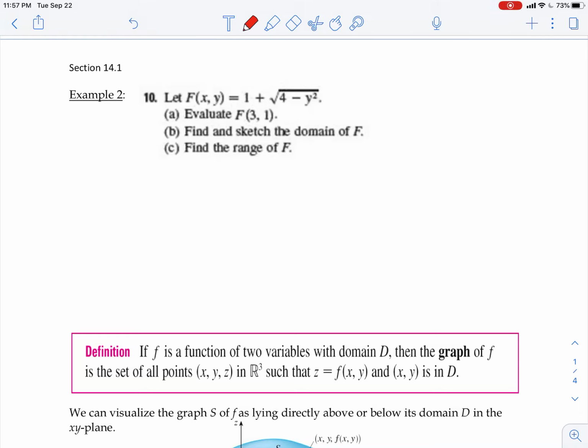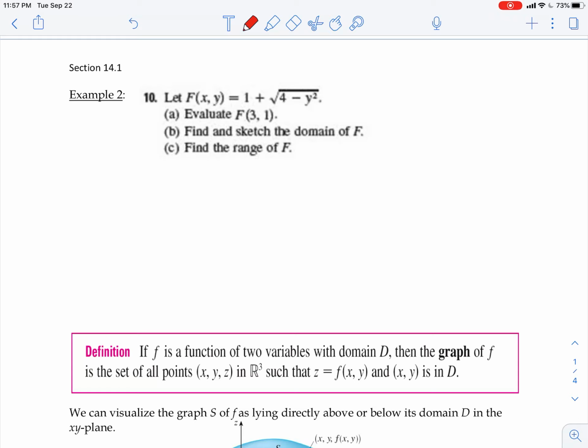Alright, welcome to page 2, and what we're going to do now is we're going to have a function of two independent variables, and we're just going to do a few operations. We're going to evaluate, we're going to find the domain, and then we're going to find the range of f. Alright, so let's go ahead and start with the first part, so a.